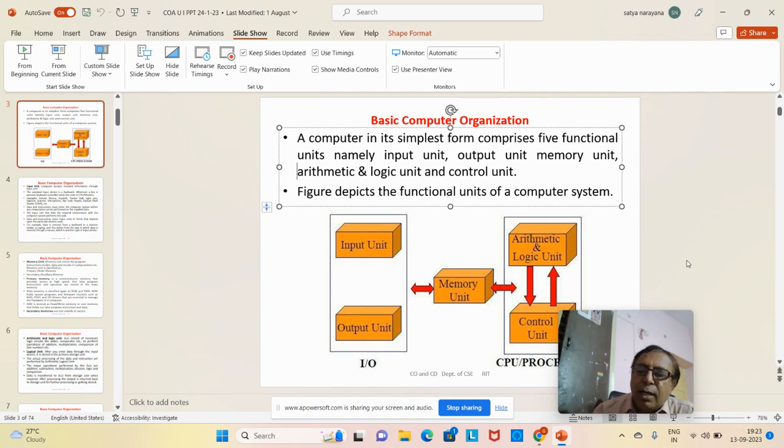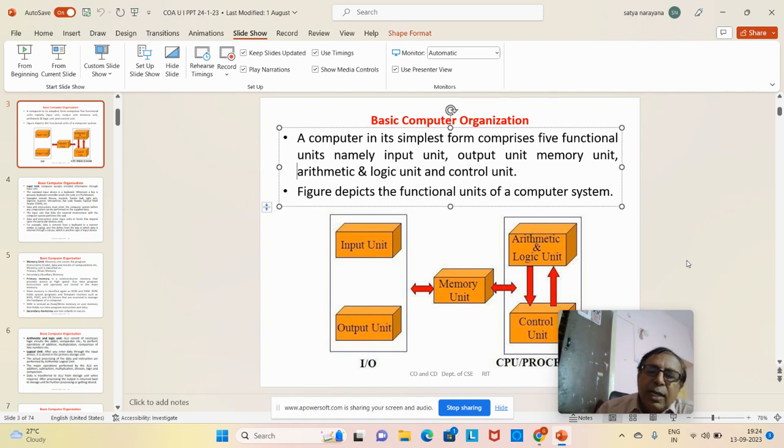That battery is called CMOS battery, complementary metal oxide semiconductor battery. That battery is a rechargeable battery. So whenever you switch on your system, automatically that battery is charged, so that that will store entire configuration and date and time.